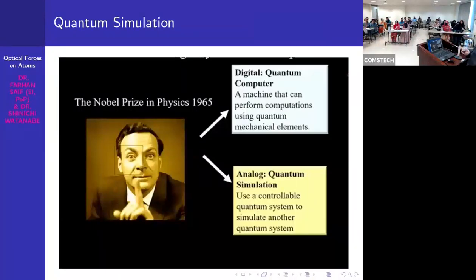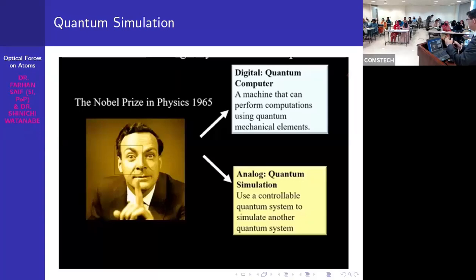Now, there is an interesting comment which is normally attributed to Feynman. One thing which is very popular among the quantum computer people is the statement that a quantum machine that can perform computation using quantum mechanical elements should be developed, to perform quantum computing. The second thing which we normally observe is quantum simulation, because the message behind this statement is that you can develop a controllable quantum system to simulate any other quantum system.